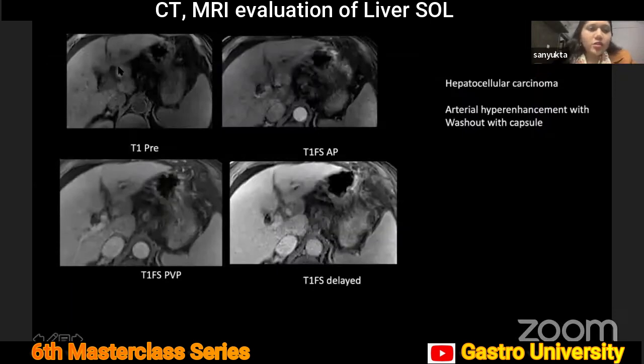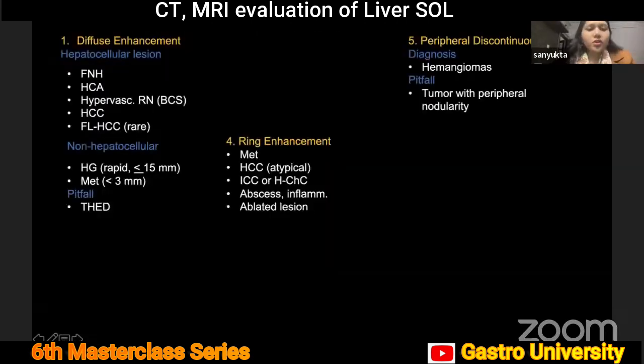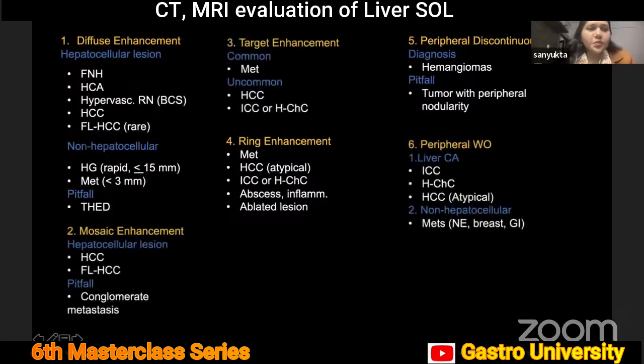T1 also shows some hyperintense areas. These hyperintense areas can be either fat or hemorrhage. This does not drop on opposed phase images, so this was considered hemorrhage, and this was the lesion. The lesion is taking up some contrast in the arterial phase, definitely, and is losing the contrast. So this was a cirrhotic liver, and in the picture of a cirrhotic liver, it's showing HCC. We'll talk about these enhancements in detail. This looks again like an exhaustive slide.